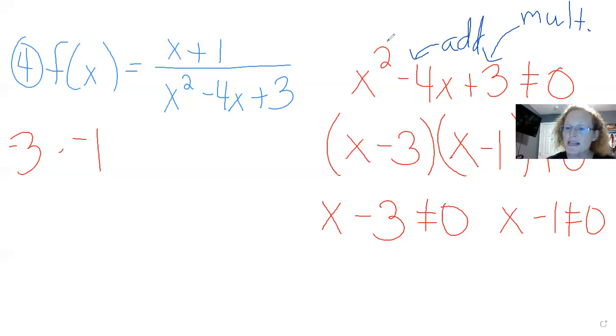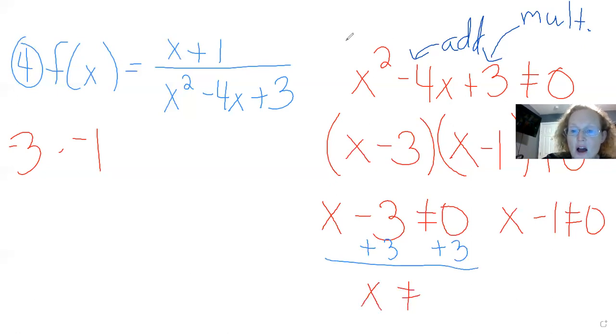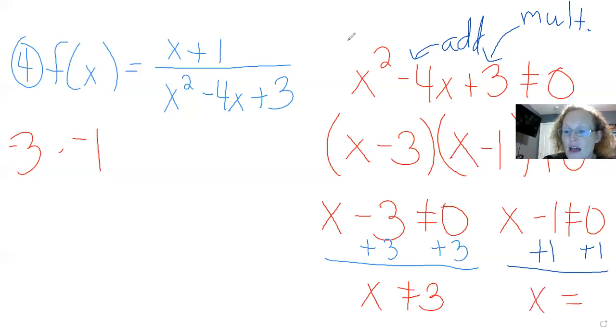And then what we're going to do is take each one of those and solve them individually. So X minus 3 can't be 0. That means we're going to add our 3 right there, and that's going to say X cannot be 3. And then X minus 1 can't be 0. So we're going to add our 1 here, and that's going to say X cannot be 1.